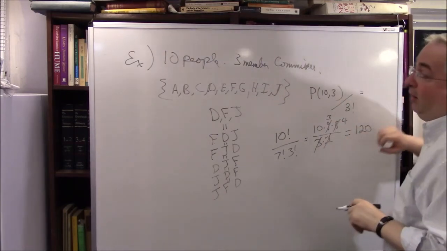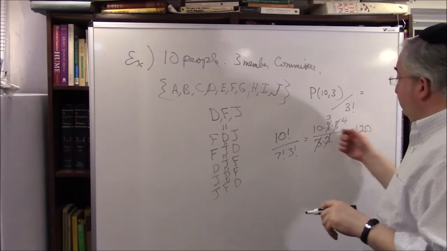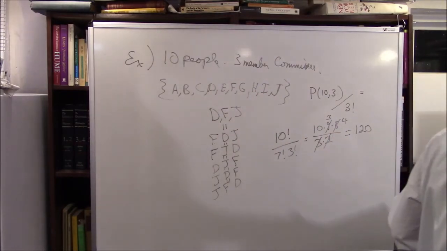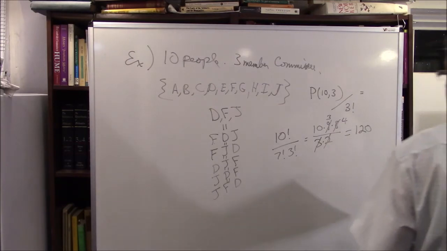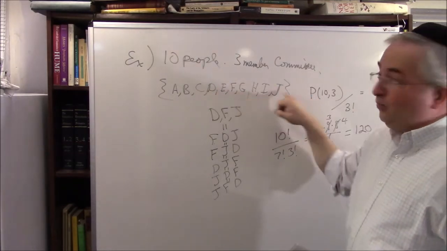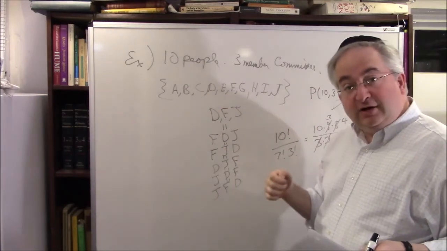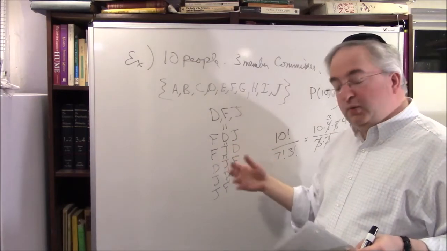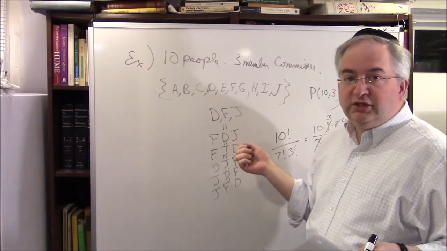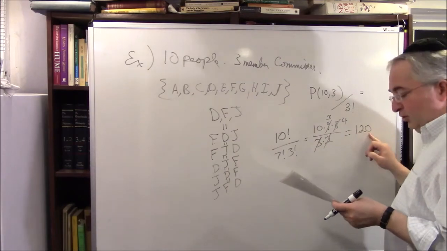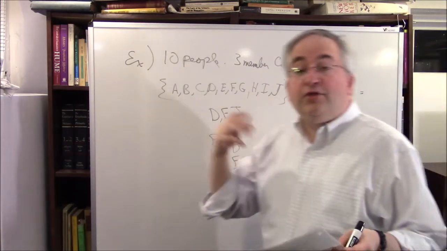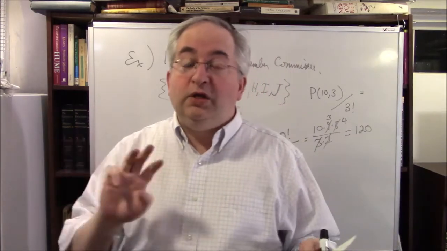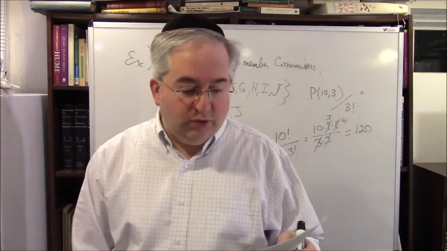And so you get 3 times 4 is 12 times 10 is 120. So there are 720 ways of choosing 3 people, but for every one of those choices, we're going to consider 6 of those things to be the same. Okay? And so there's 120 ways of choosing a 3-member committee. Again, the point is, here we don't consider the order to be important.